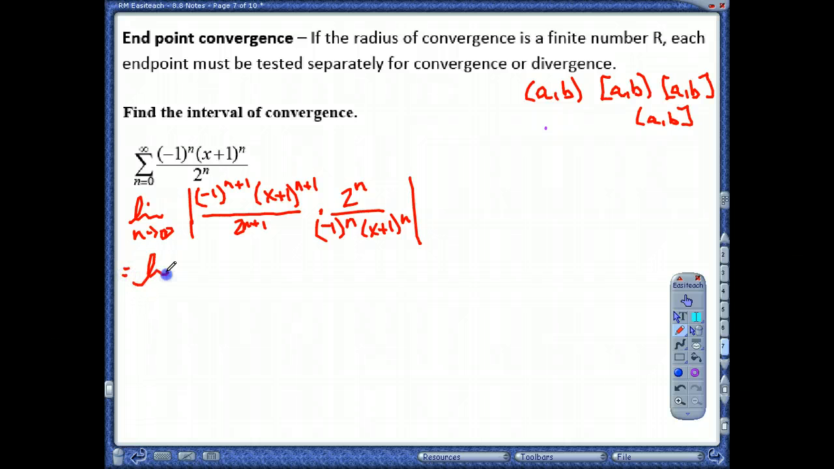Okay, so when I simplify this, your negative 1 to the n plus 1 divided by your negative 1 to the nth is just your negative 1. You have x plus 1 to the n plus 1 power, x plus 1 to the nth, so that's going to cross out and you're still going to be left with an x plus 1. You have a 2 to the n plus 1 and 2 to the nth, so you've got a 2 left over on the bottom. You don't have any n's left, so there's nothing for me to approach infinity with.